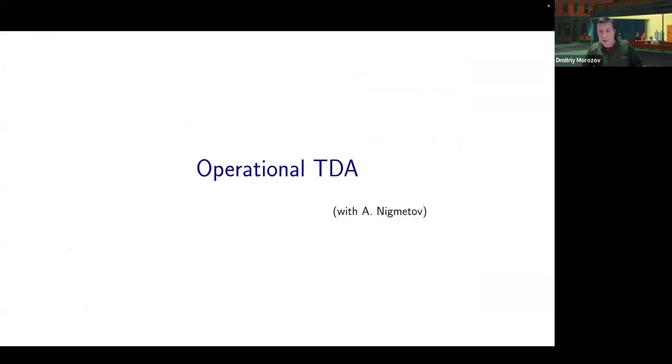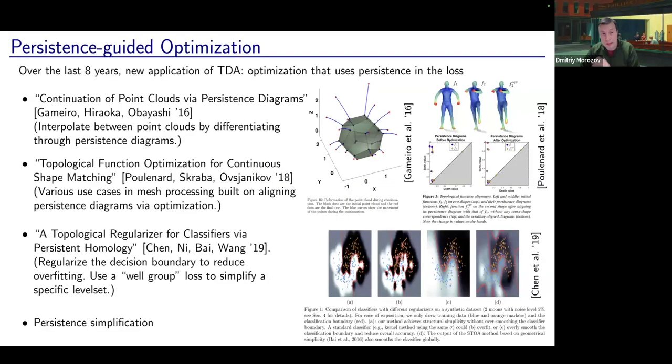Okay, so I want to shift gears and talk about what I'm calling operational topological data analysis, and I mean this in the sense of operations research. So trying to optimize or control things using TDA. This is an idea that's emerged over the last 8 years, and it really became active over the last 5 years maybe. The idea is the following: if you compute persistence, you can use it to guide optimization. So you can formulate a loss using persistence, and then you can use standard machinery to optimize your data or your model or whatever tunable parameters you have, guided by this loss.